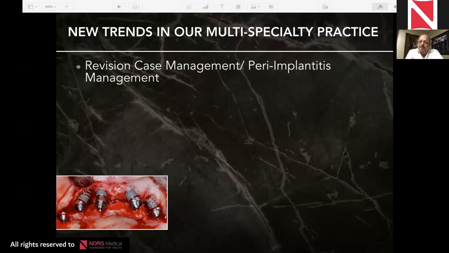But whether we have peri-implantitis developing around these ALL-ON-X procedures or any implants, whether we have oral-antral communications, we're all going to have to get into these things to fix them and be able to do revision-type treatment. So that's one of the trends.